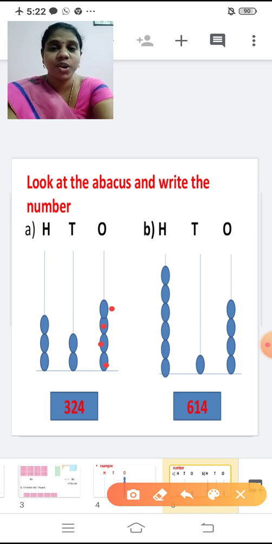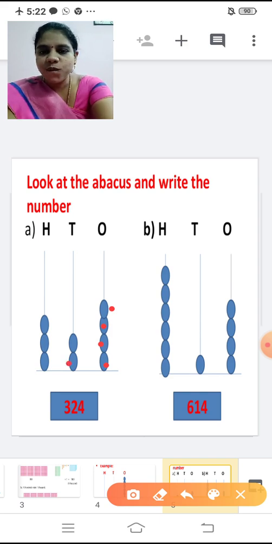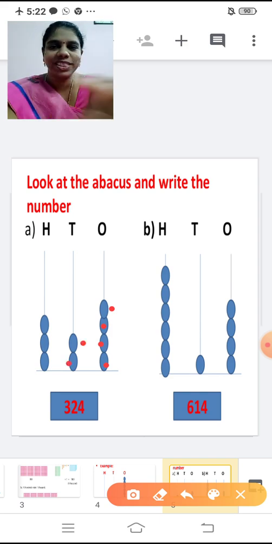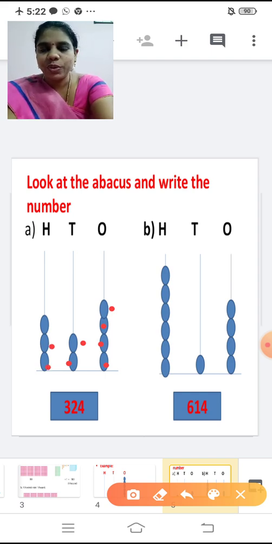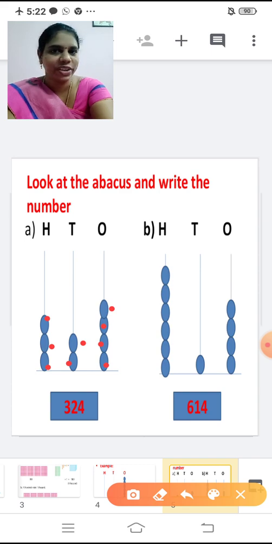Now count the tens place. How many beads are there? 1, 2. So 2 in the tens place. And how many hundreds? 1, 2, 3. 300. Shall we write the number?